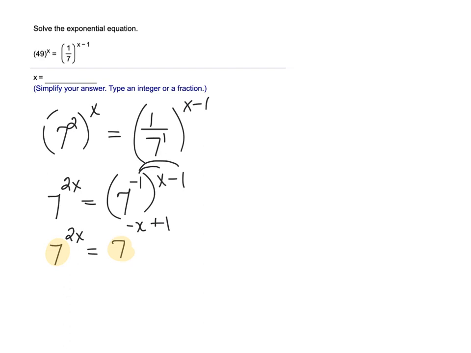So now we can say 2x equals negative x plus 1. Just set the exponents equal to each other and solve. Let's see, let's add x over. We get 3x equals 1. X equals 1/3. And that's my answer.